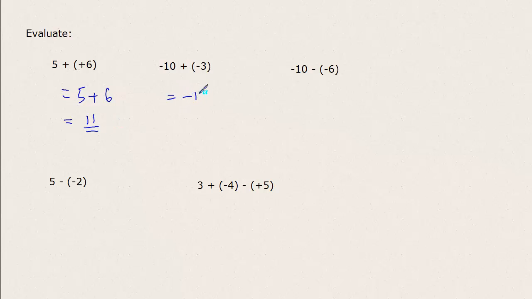Whereas here we have negative 10, then the adjacent signs are different. So that's going to become a negative, so it's going to be negative 10 take away 3. Use a number line if you have to. Here's negative 10, and if we're taking away 3, we'll go 3 to the left. So that's going to take us to negative 13.